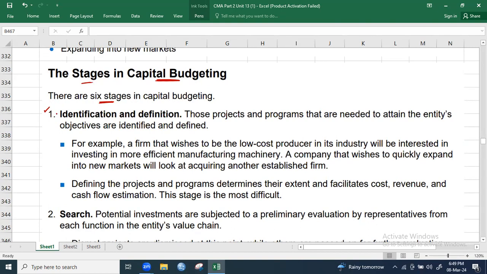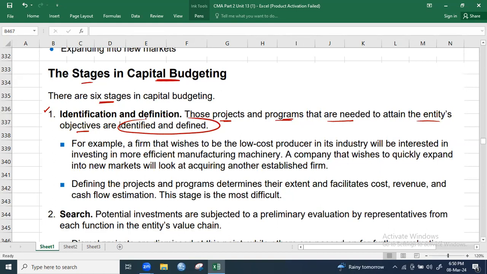Whenever you are planning to invest in the long term, first you need to identify and define the project, or the projects or programs. It could be plant and machinery, or a decision related to the acquisition of a business. So identification and definition means that those projects and programs that are needed to attain the entity's objectives are identified and defined.